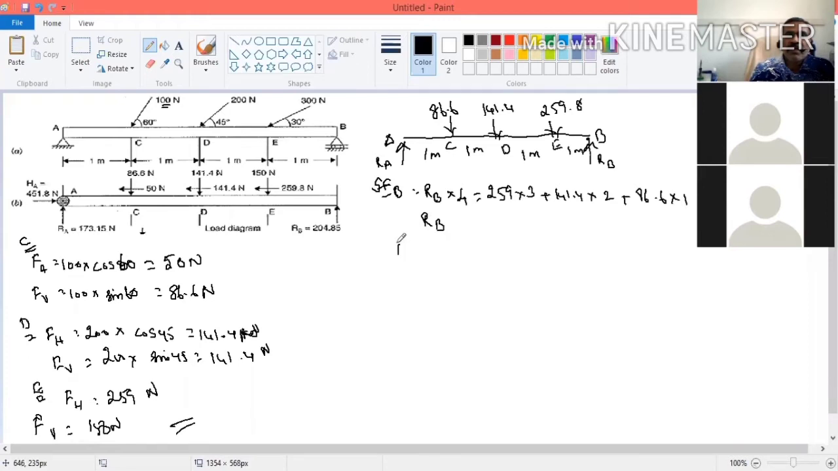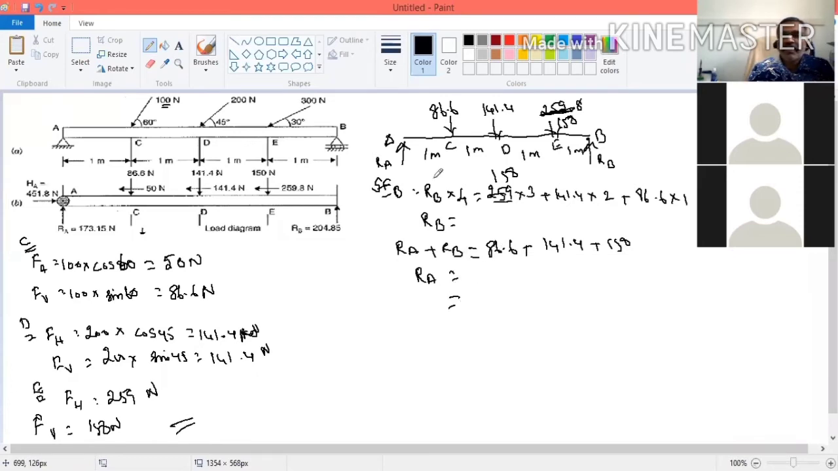So now you can find the value of RB. Then RA plus RB is equal to the total vertical downward force, that is equal to the total vertical upward force. RA plus RB is equal to 86.6 plus 141.4 plus 150. So using this equation you can find the value of RA.